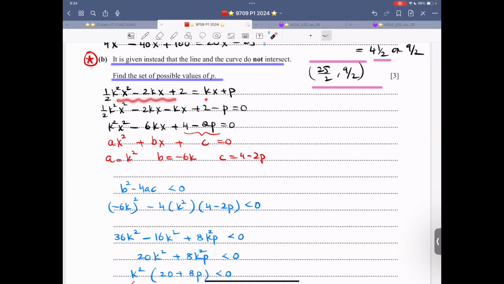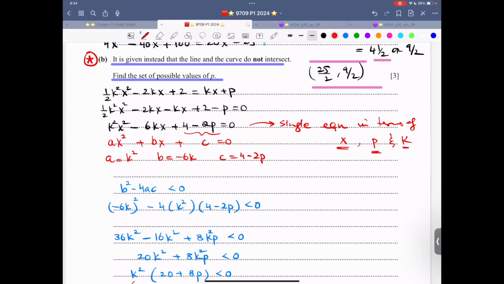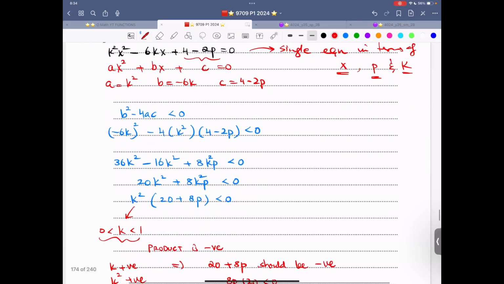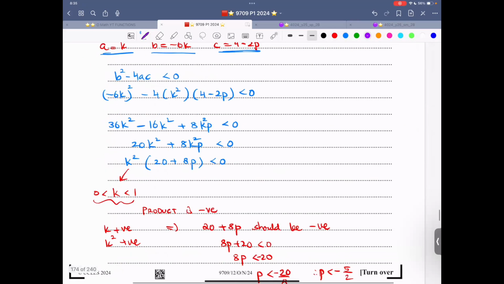First of all, the curve equation and the line equation, we make a single equation, and this single equation is in terms of x, p, and k. So x is the variable, that's not the issue, but there are two unknown constants. Then you simplify. A is this thing, B is this thing, C is this thing, and then you apply b squared minus 4ac. And now here is the real part. We are getting k squared times (20 plus 8p) is less than 0.